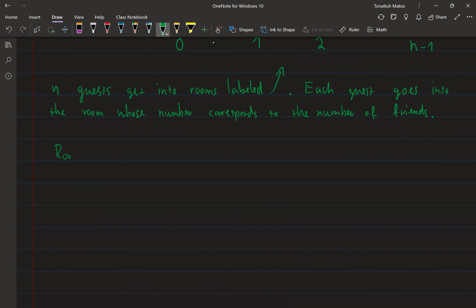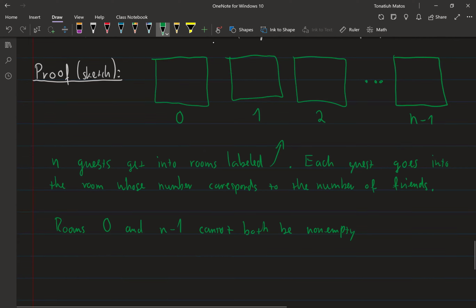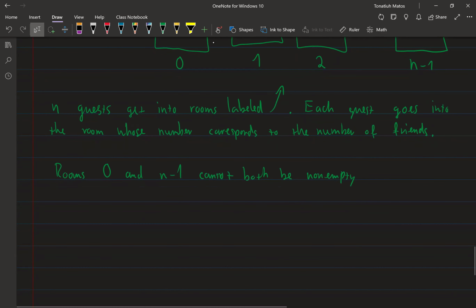So rooms 0 and n minus 1 cannot both be non-empty. Because if one of them is non-empty, it proves that the other one has to be empty. Maybe both of them are empty, we don't care, but both of them cannot be non-empty. So only n minus 1 rooms can have people in them.